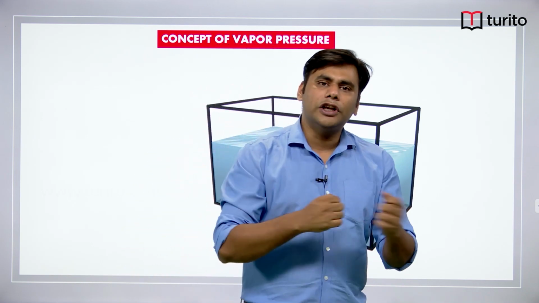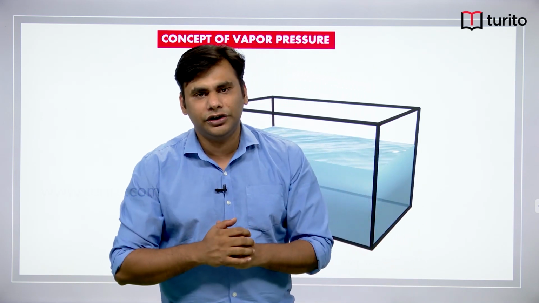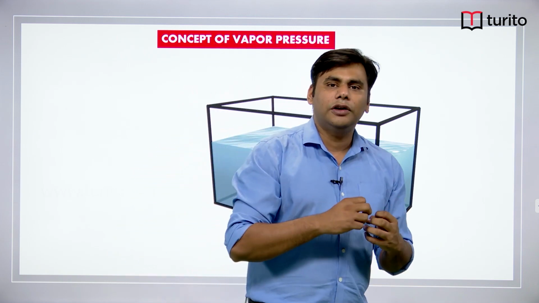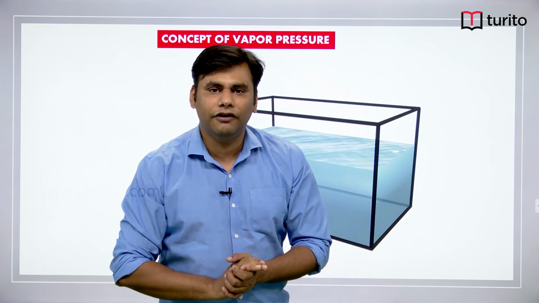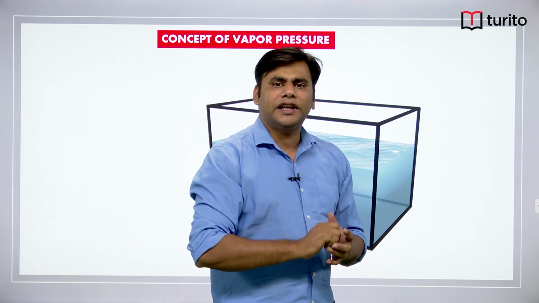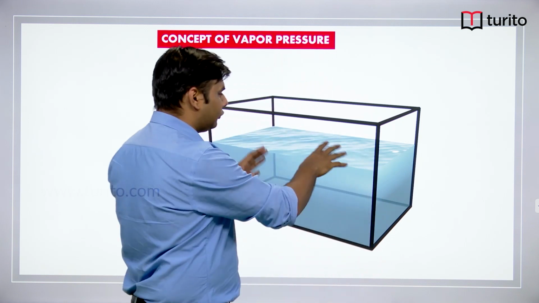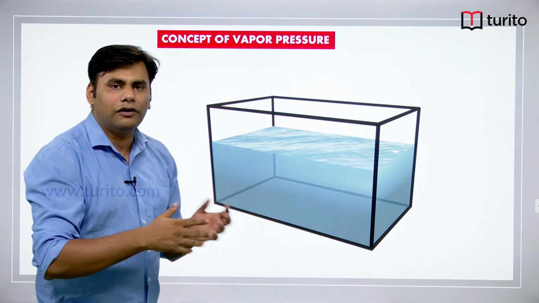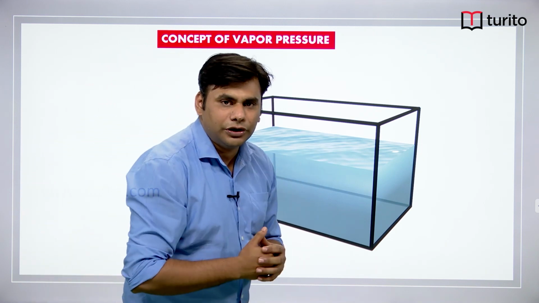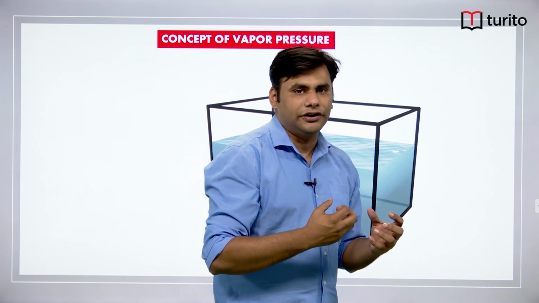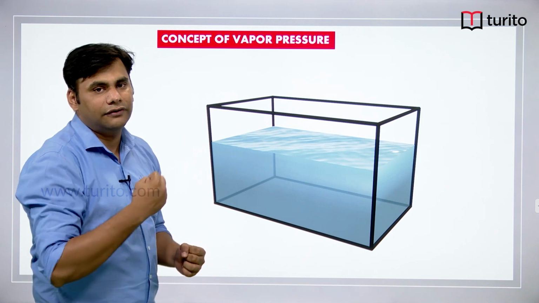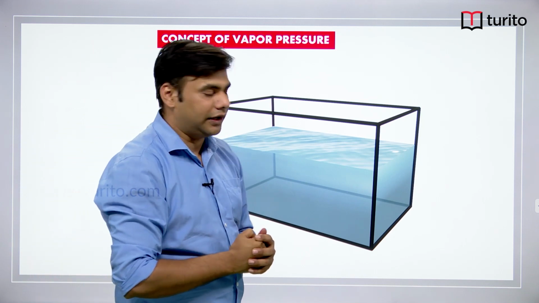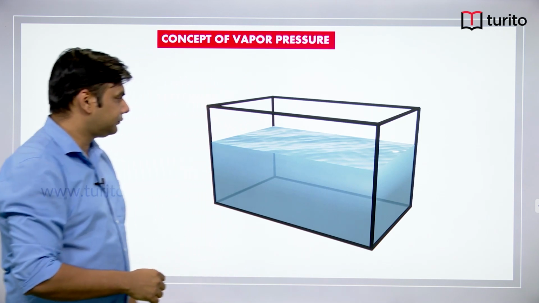Because the molecules collide with each other, they impart energy to each other. If the energy of a molecule becomes sufficient, it will come out of the liquid phase and enter the vapor phase. This property is known as the escaping tendency of the molecule. There are so many molecules inside this container, all colliding and giving energy to each other. If some molecules gain energy and come out of the liquid surface, we say that evaporation has started.